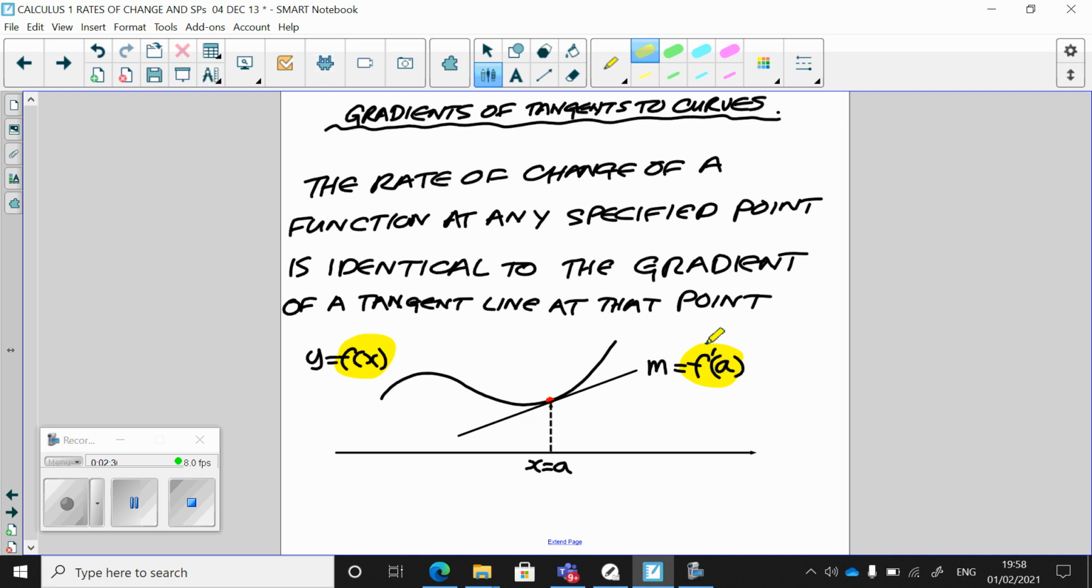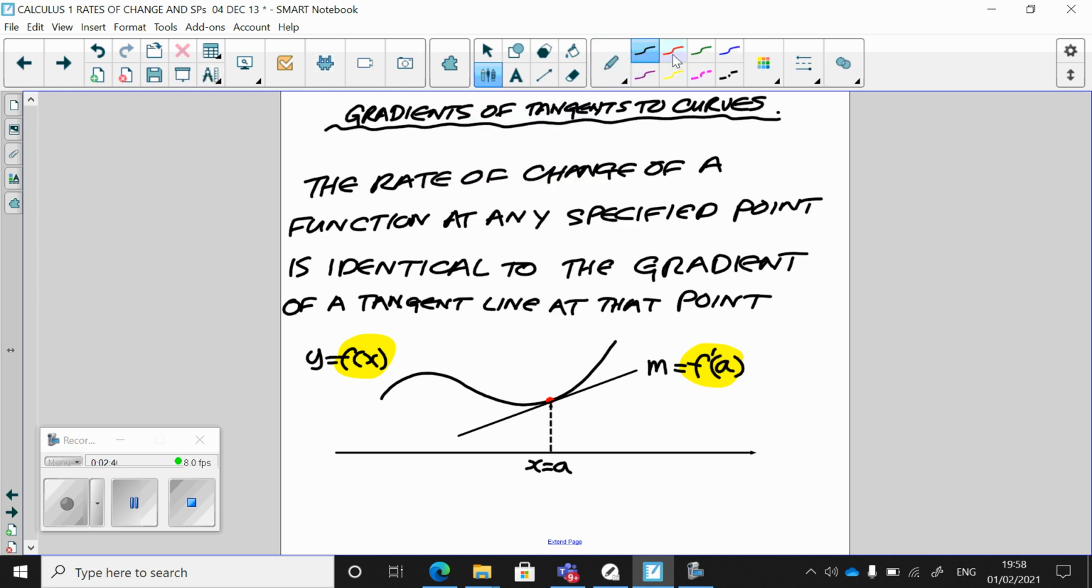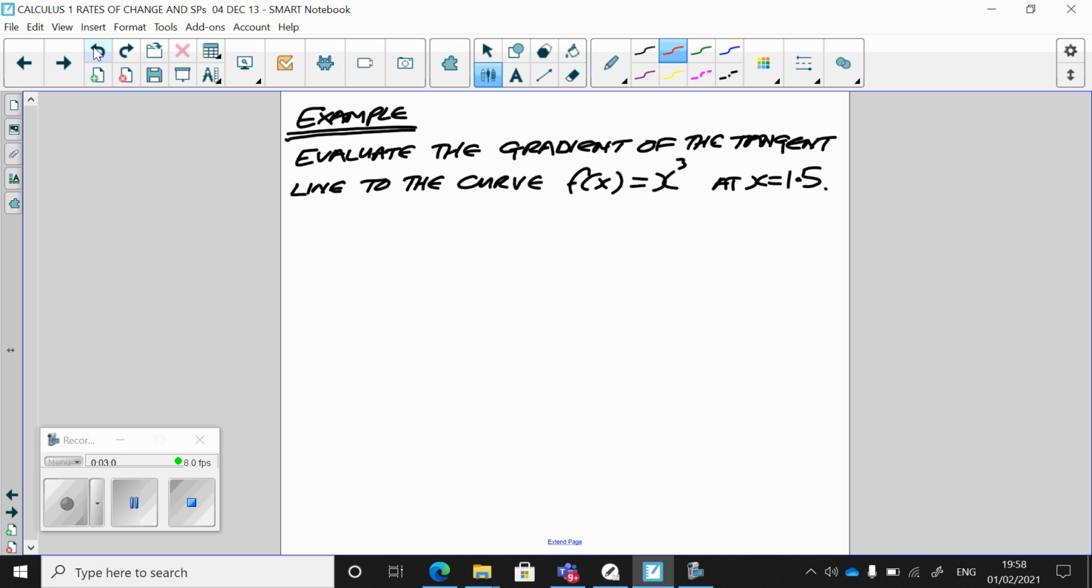You're thinking, well, how come x is turned into a? Well, that's because I'm declaring that x is actually equal to a in this case. So that's where that came from. Okay, right. So let's go for a nice wee example.